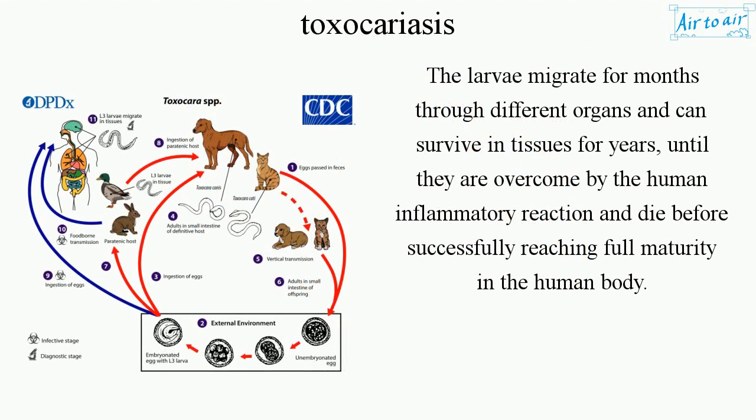The larva migrate for months through different organs and can survive in tissues for years, until they are overcome by the human inflammatory reaction and die before successfully reaching full maturity in the human body.